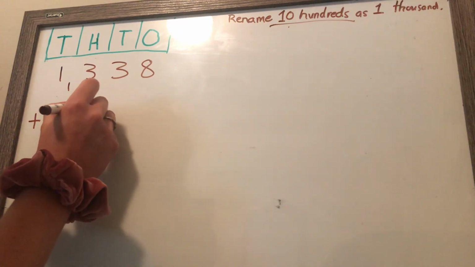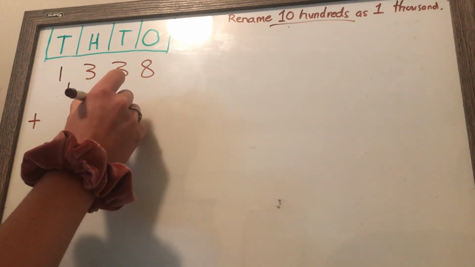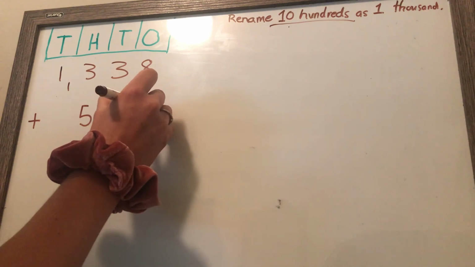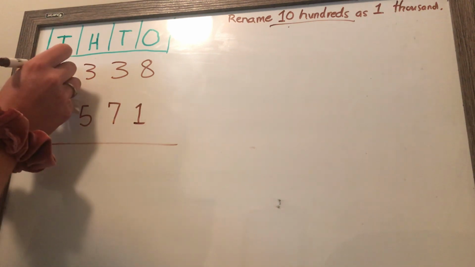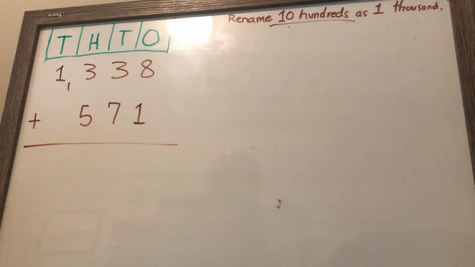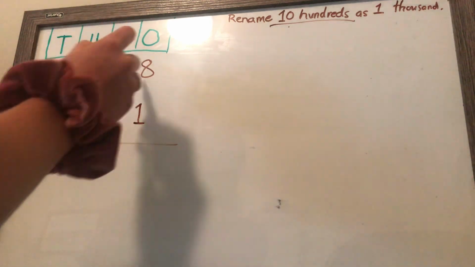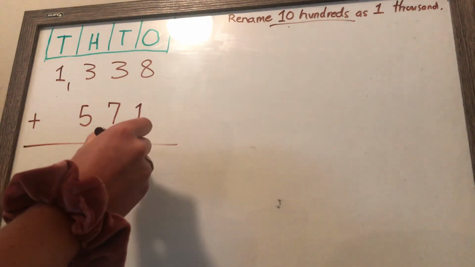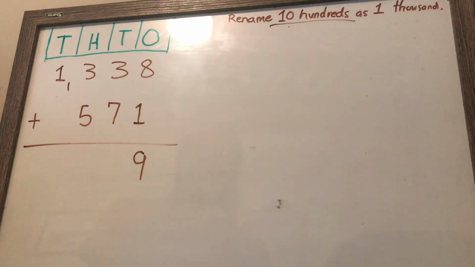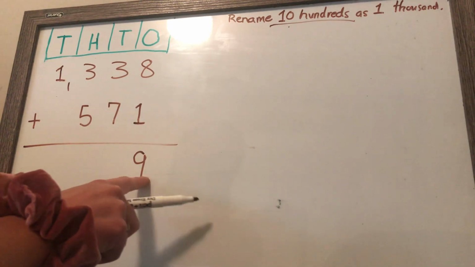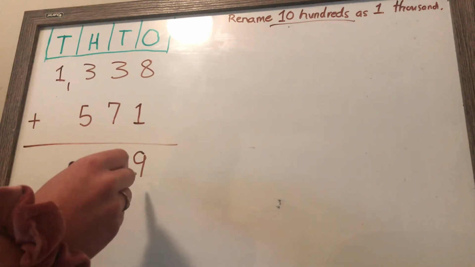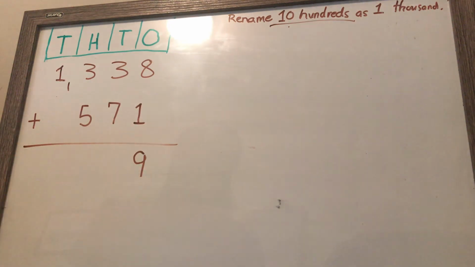plus 571. Boom. Okay, let's add these together and see what we need to rename. 8 plus 1 is 9. Ooh, perfect. 9 is the same as 9. 9 equals 9, so we can leave that in our ones place value. 7 plus 3, or 3 plus 7, that is going to equal 10.